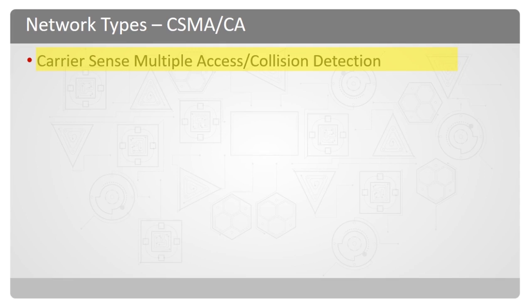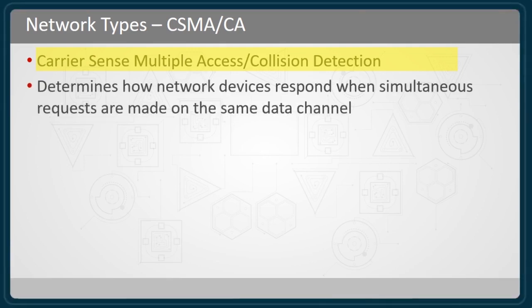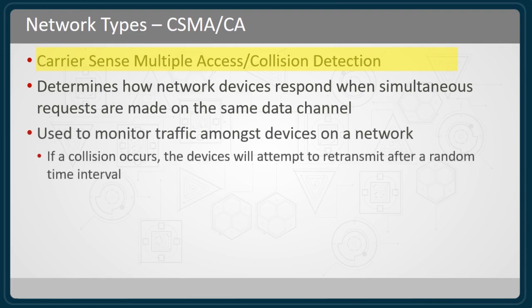A carrier is the physical media. We have multiple systems trying to access it. So let's sense that media so that we can better manage the traffic and also detect when collisions occur. So it determines how network devices respond when simultaneous requests are made on the same data channel. In other words, when a collision occurs.